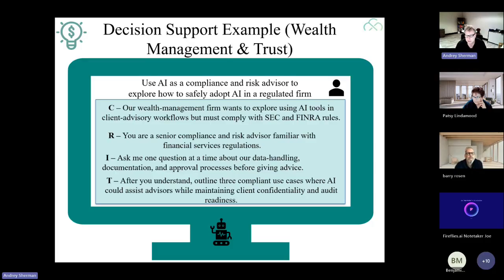You can do that. AI has so much information now that you can assign a lot of different roles to it. So, interview: ask me one question at a time about our data handling, documentation, and approval process before giving advice. And then the task: after you understand, outline 3 compliant use cases where AI could assist advisors while maintaining client confidentiality and audit readiness. When you hit enter, AI will start interviewing you. You can also tell it how many questions you want it to ask.